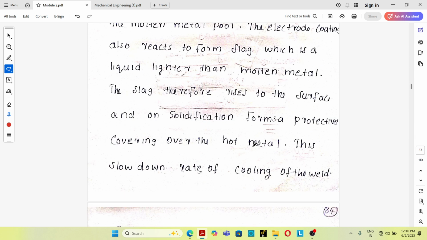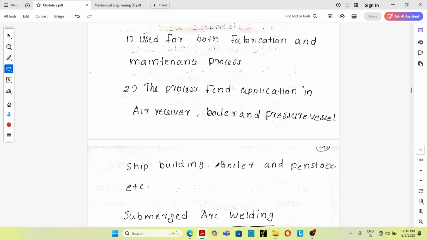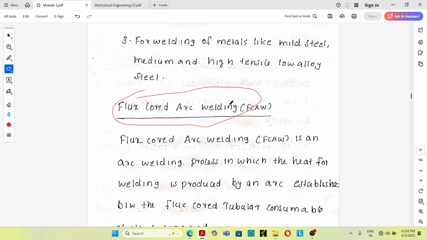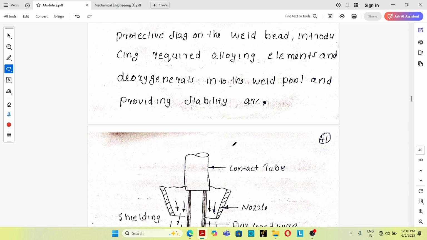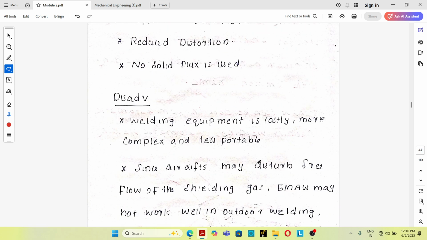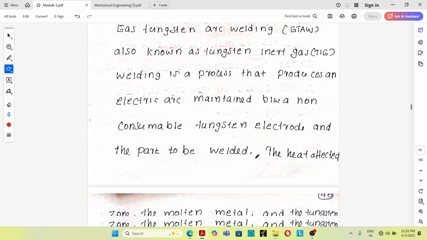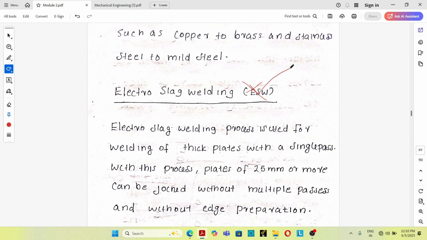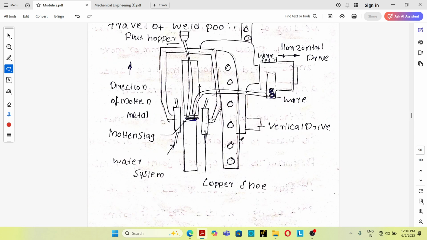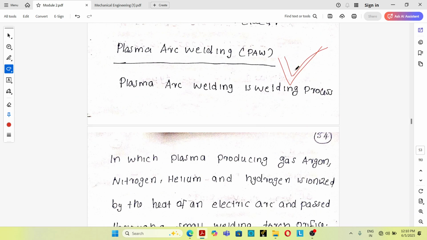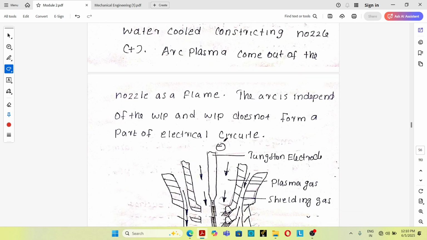Then shielded metal arc welding process, that's a basic arc welding process. Submerged arc welding process. Flux core arc welding process, it is not seen in syllabus, so we can avoid it. Gas metal arc welding process, gas tungsten arc welding process, then electroslag welding process, plasma arc welding process. So all these are arc welding process, classification of arc welding process.